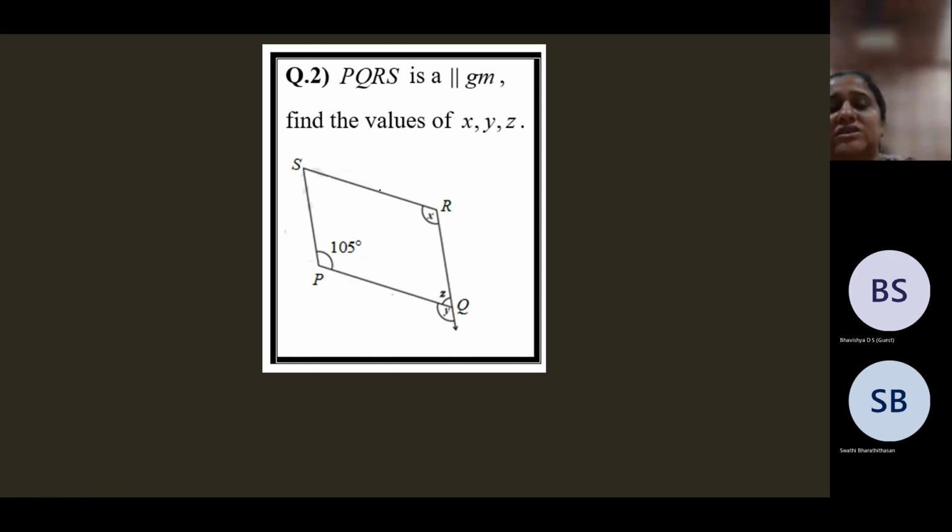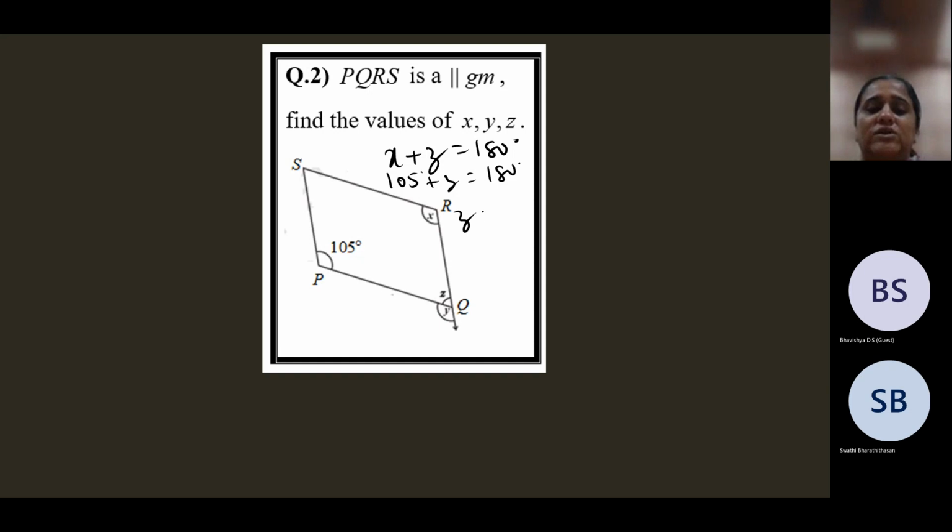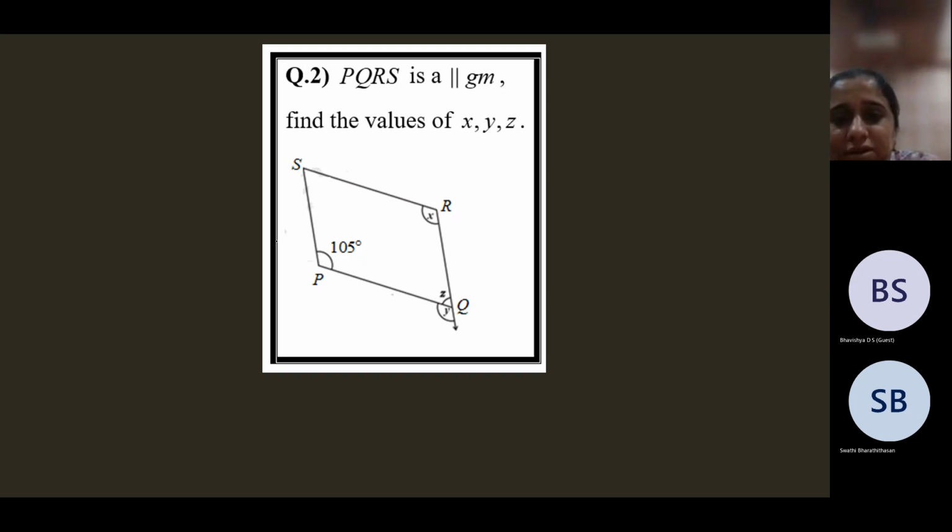They're also called the adjacent angles in a parallelogram. You can learn it like this: adjacent angles of a parallelogram are supplementary. You can learn it in two different ways. X and Z are adjacent angles, so they are supplementary. X plus Z is equal to 180. So X is 105, plus Z is equal to 180. So Z is equal to 75 degrees.